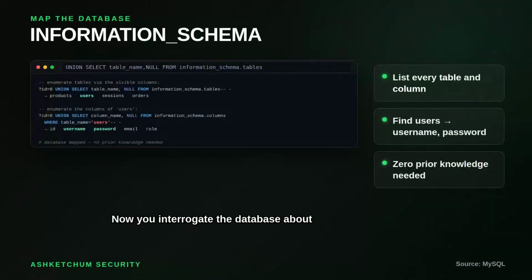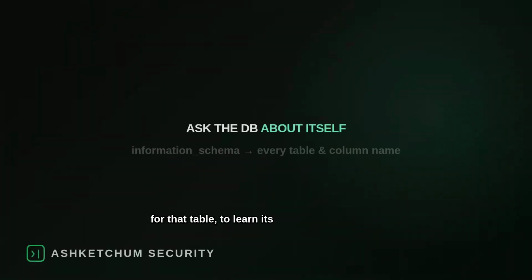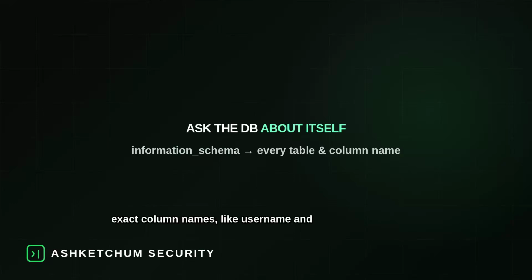Now, you interrogate the database about itself using a special built-in database called information_schema. It's a catalog that describes the whole database, every table name, every column name. So through your visible columns, you query information_schema.tables to list all the tables, and you spot the interesting one, something like users or accounts or admins. Then you query information_schema.columns for that table to learn its exact column names like username and password. You've just mapped the database's structure without any prior knowledge of it.